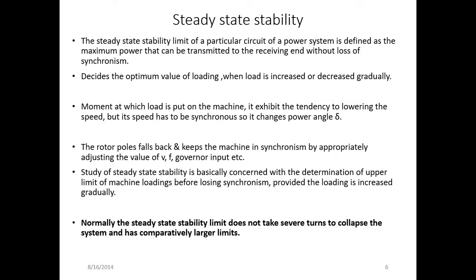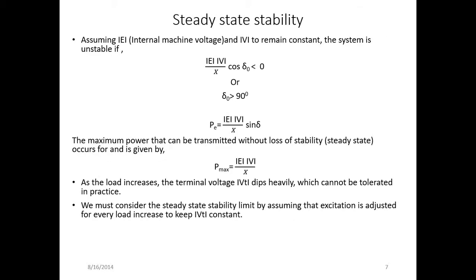In case of steady state stability, we discussed that the steady state stability limit of a particular power system is defined as the maximum power that can be transmitted to the receiving end without loss of synchronism. Normally the steady state stability limit does not take a severe turn to collapse the system and has a comparatively larger limit. There is a fixed criterion: whenever delta is less than 90 degrees the system is stable, when delta is equal to 90 degrees the system is critically stable, and when delta is greater than 90 degrees the system is unstable.